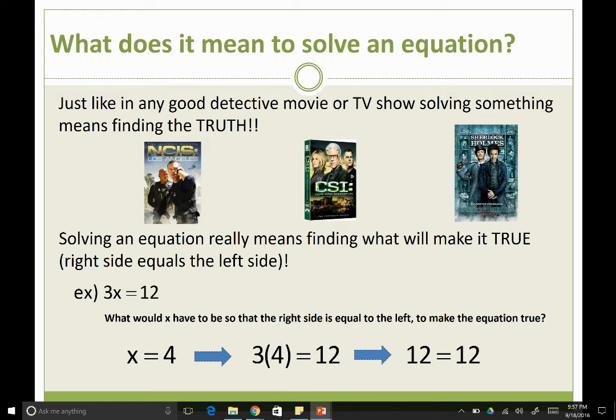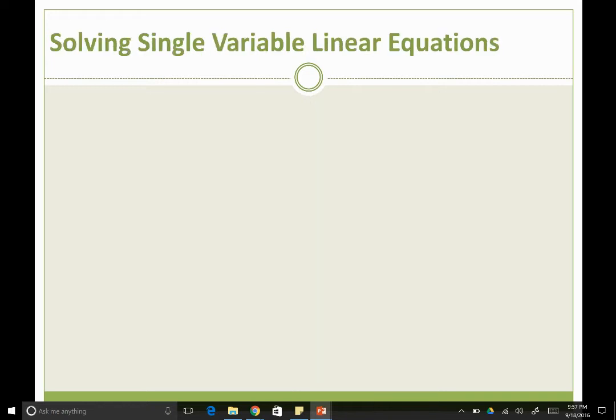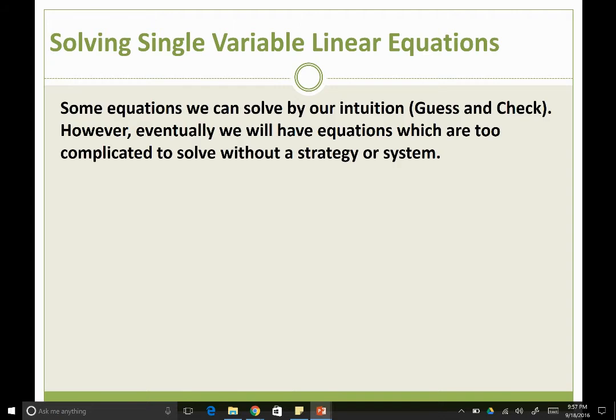This is going to be a big definition that we've got to have locked down in our head because we're going to be coming back to it over and over again throughout the year to help us figure out methods and systems to solve different types of equations. So we can guess and check some equations as long as they're simple enough, but eventually we're going to have equations that will be too complex and too complicated for us to do that. So we need to develop a strategy or a system to be able to get those solutions, to be able to find what will make our equation true.